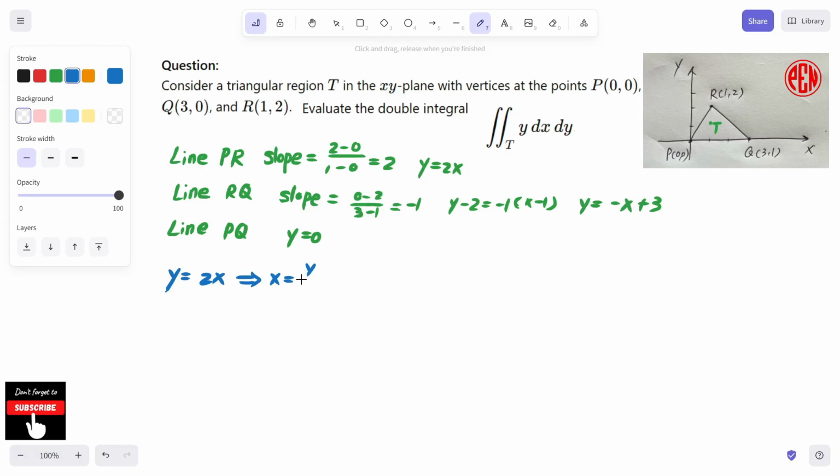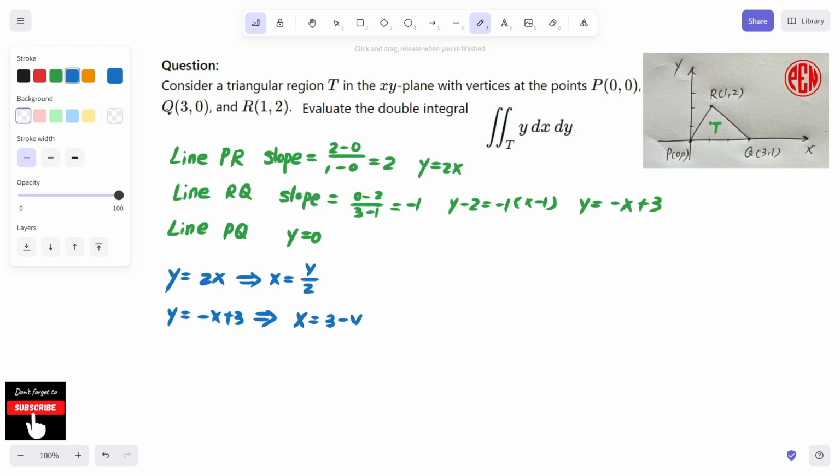Next, decide the order of integration. Now we have to choose whether to integrate with respect to x first or y first. In this case, it's easier to integrate with respect to x first. That means we'll fix a y value and see how x changes as we move across the triangle horizontally.